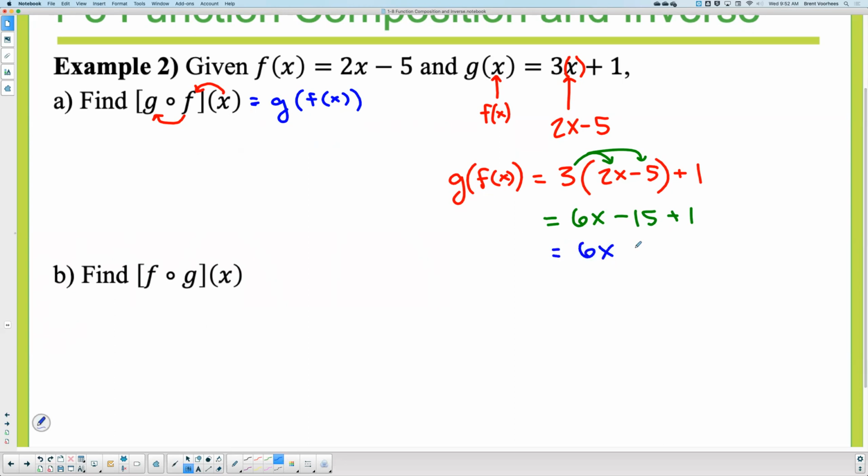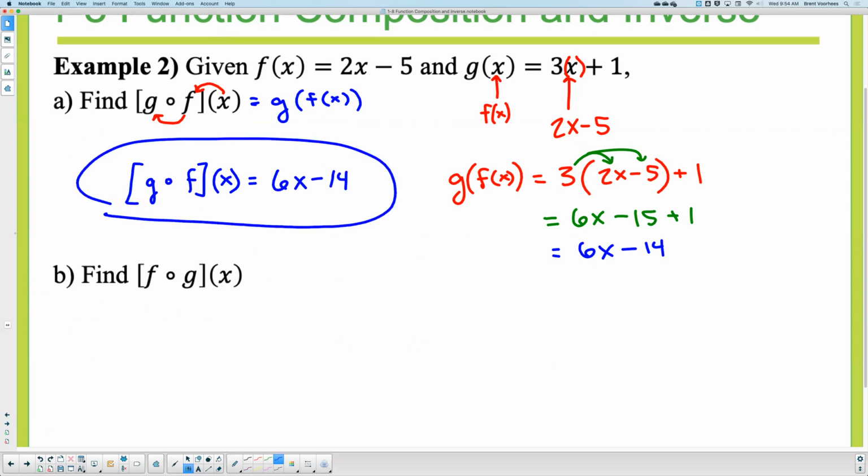6x minus 14. All right, good. That would be g of f of x. To write it in their form, both forms are acceptable. This is, I guess you call it, the proper form of writing it, with these brackets. You would say that's 6x minus 14.